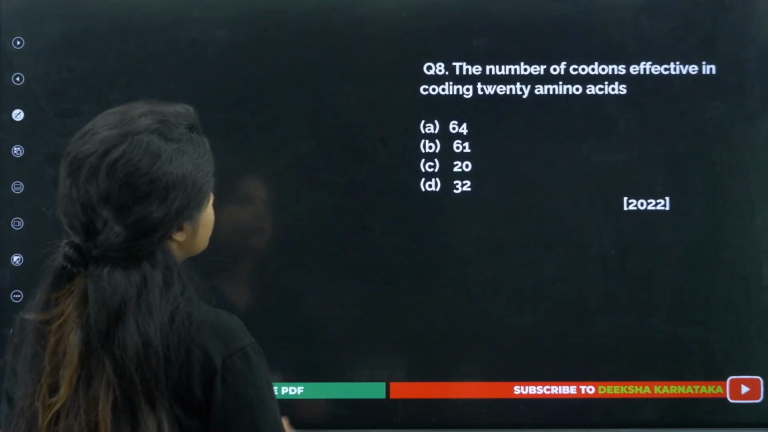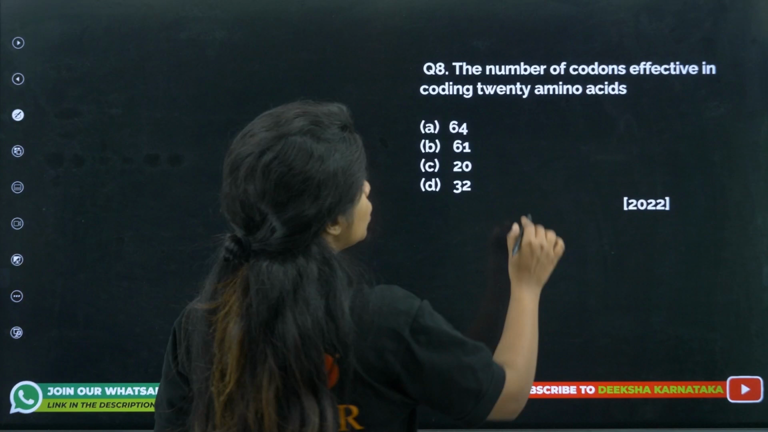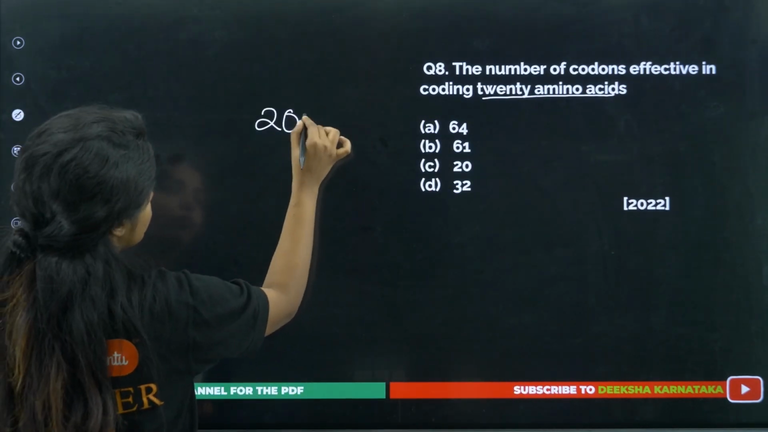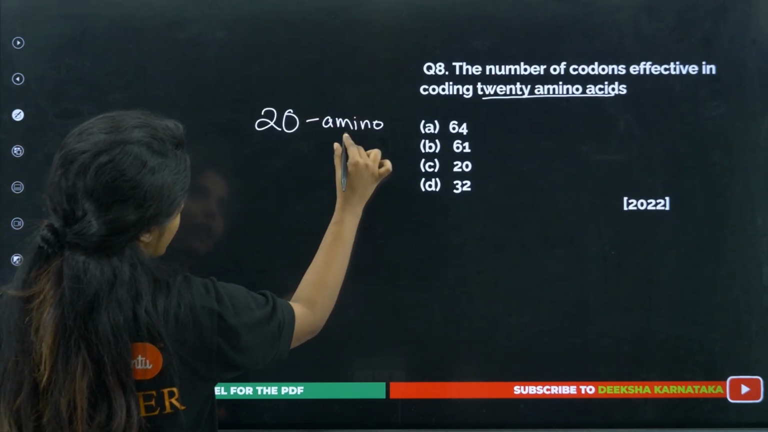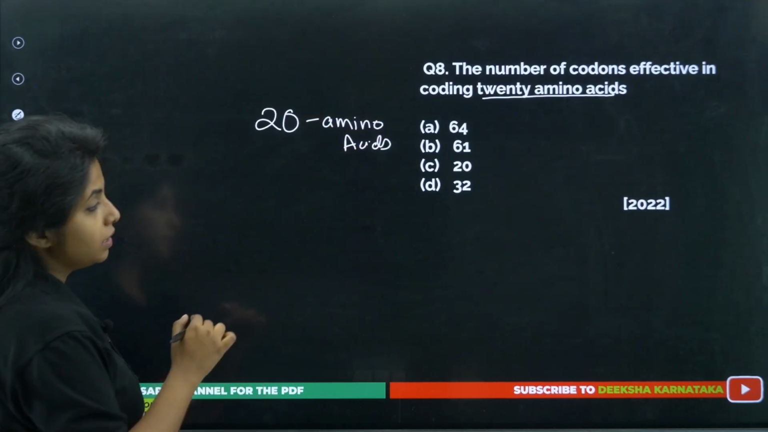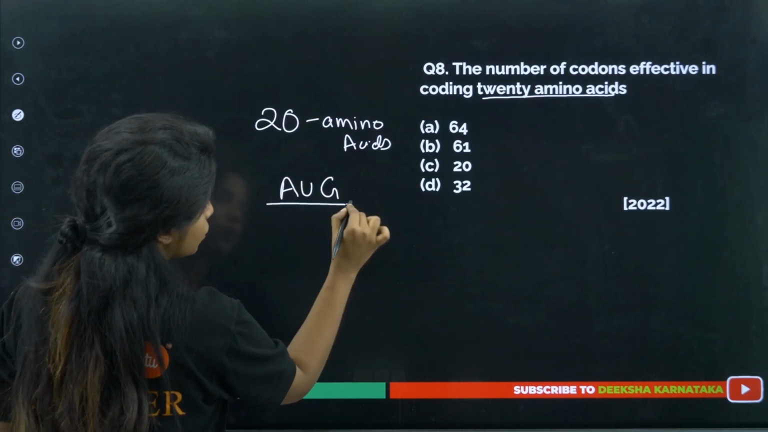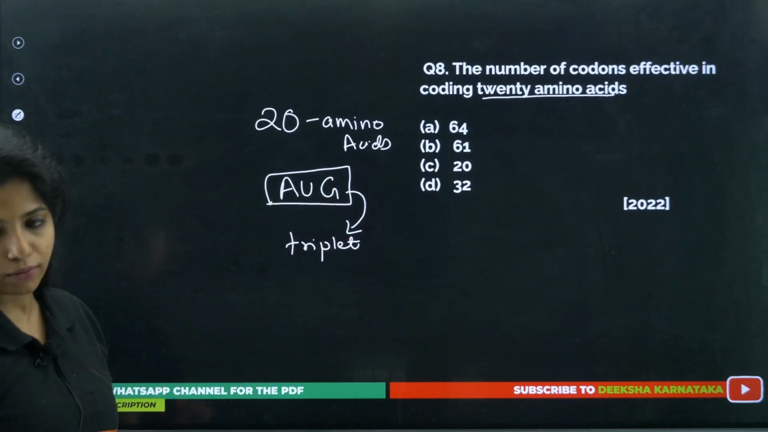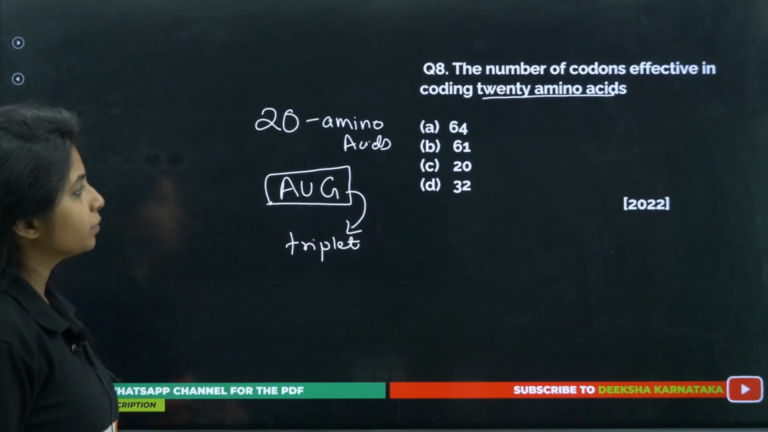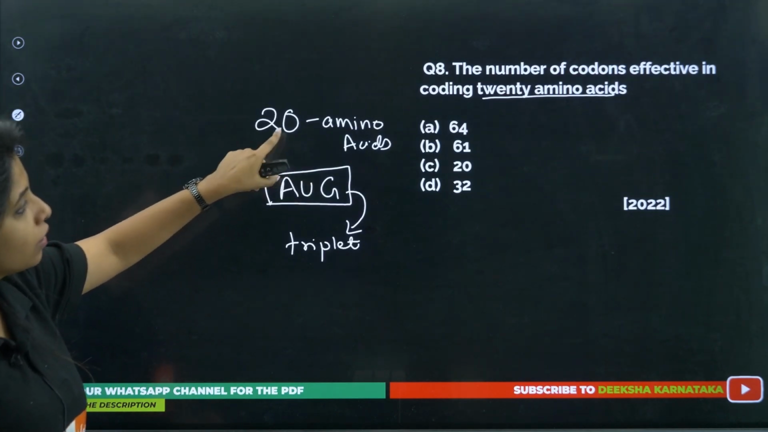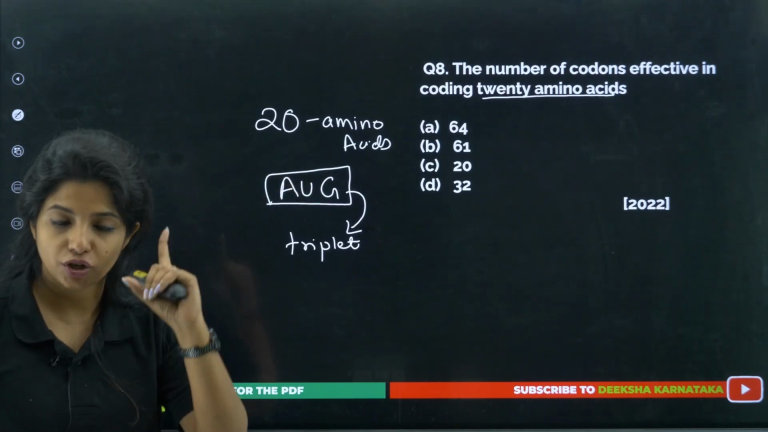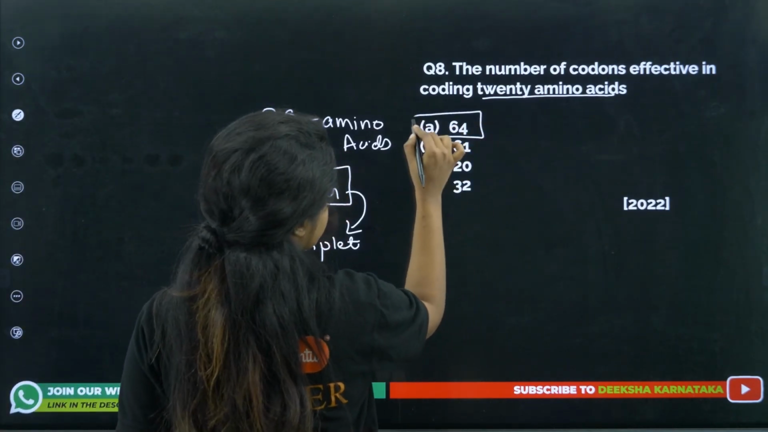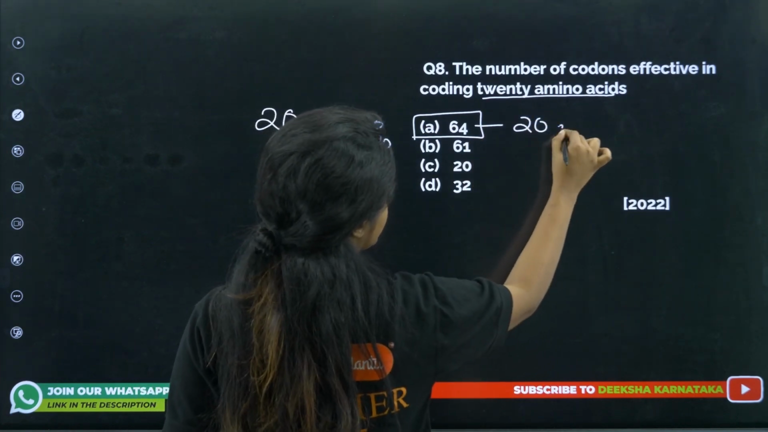Now next thing, question number 8. The number of codons effective in coding 20 amino acids. Codons basically means, for example, AUG. This is a codon, and codons are triplets, my dear children. So they have 3 nucleotides that come together to make a codon. How many such codons should be there to code 20 amino acids? That's the question. So the answer is 64. There are 64 codons that will code for 20 amino acids.